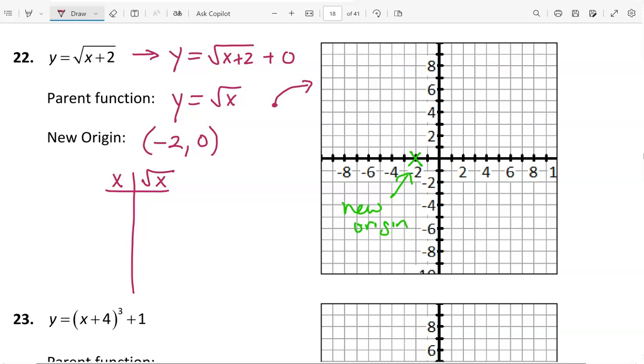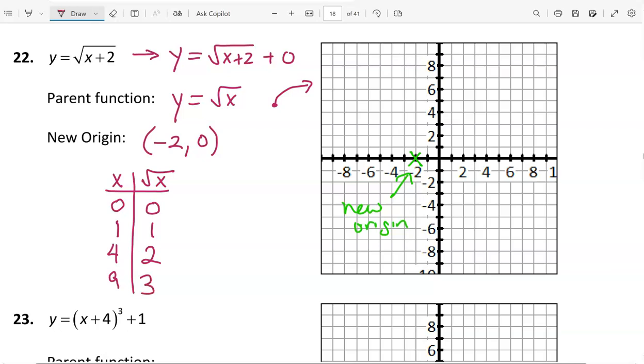And for the x values, we need to choose carefully. The smallest value that you can take the square root of is 0 and get a real result. So the square root of 0 is 0. We can take the square root of 1 and get a whole number. The result is 1. We can take the square root of 4 and get a whole number. The result is 2. And we can take the square root of 9 as well and get a whole number.